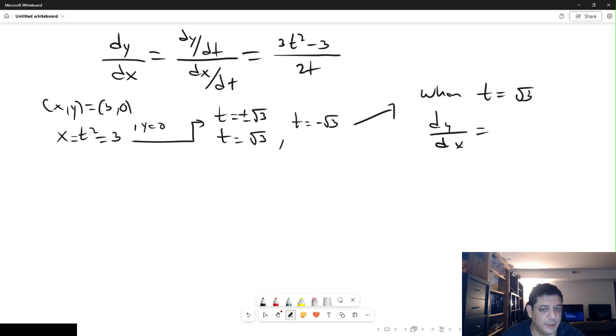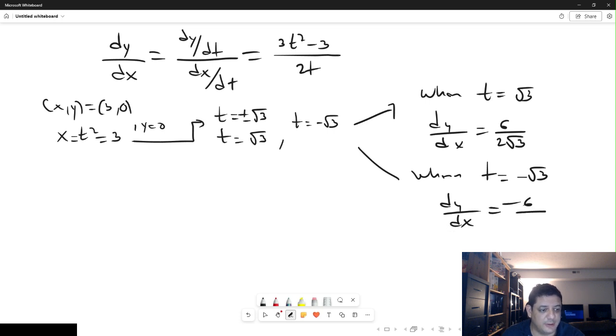So this is going to be 6 over 2 square root of 3. And now also when t equals minus the square root of 3, a similar thing is going to happen, and we have that the dy/dx is just going to be minus 6 over 2 square root of 3. So these are similar calculations that we get from there.